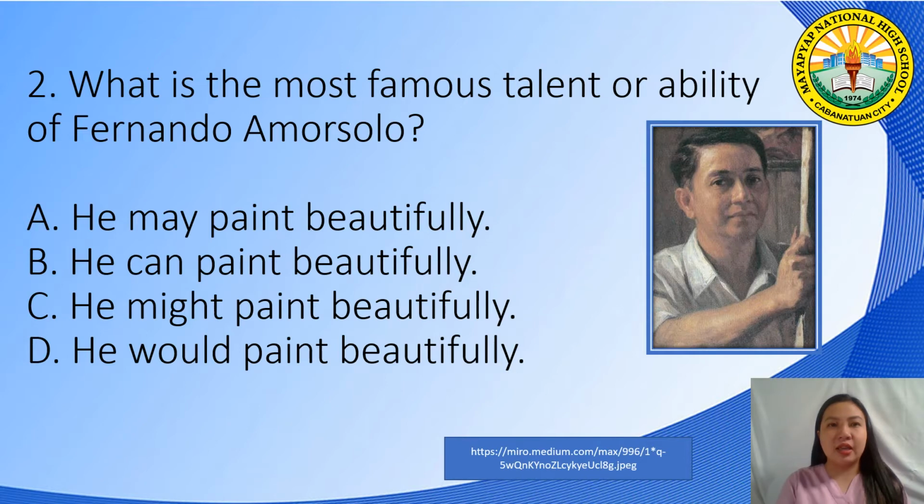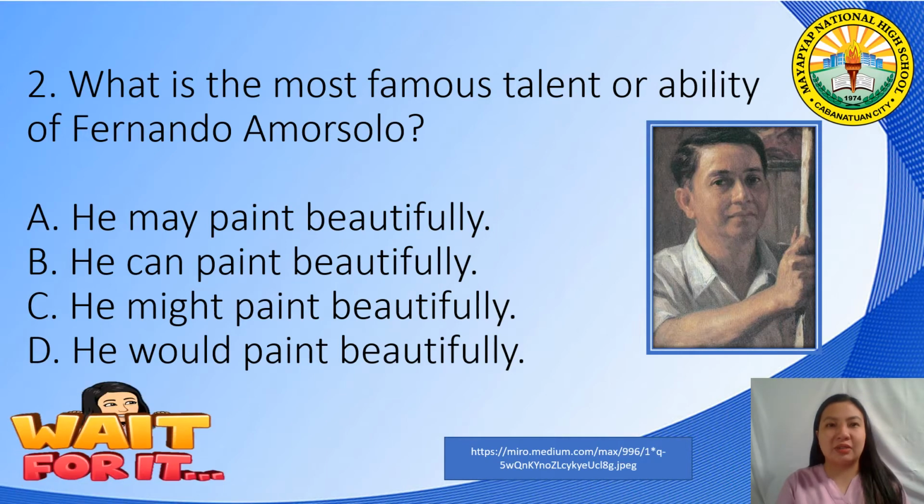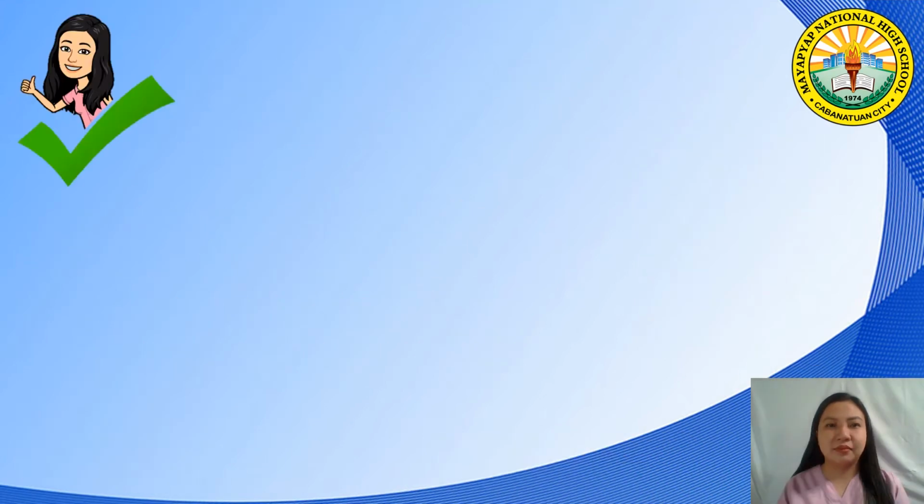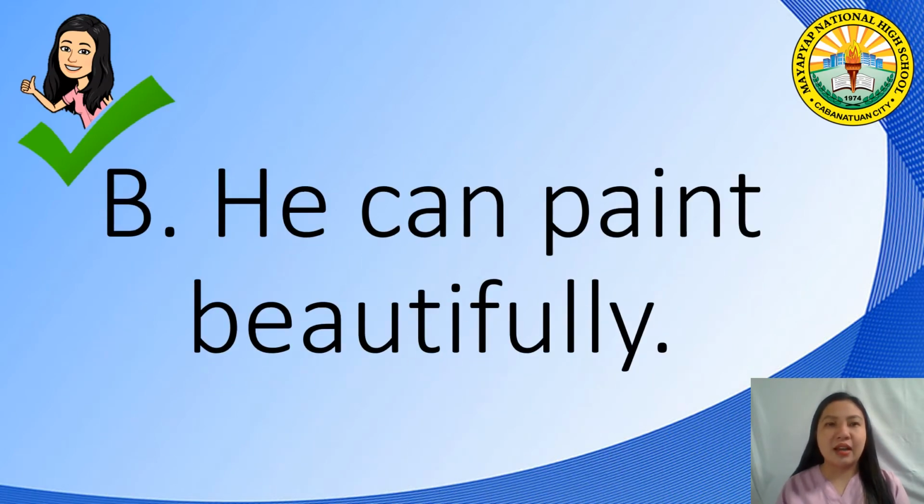Letter A, he may paint beautifully. Letter B, he can paint beautifully. Letter C, he might paint beautifully. Or letter D, he would paint beautifully. I will wait for your answer. What do you think is the answer? You got it right. The answer is letter B. He can paint beautifully.